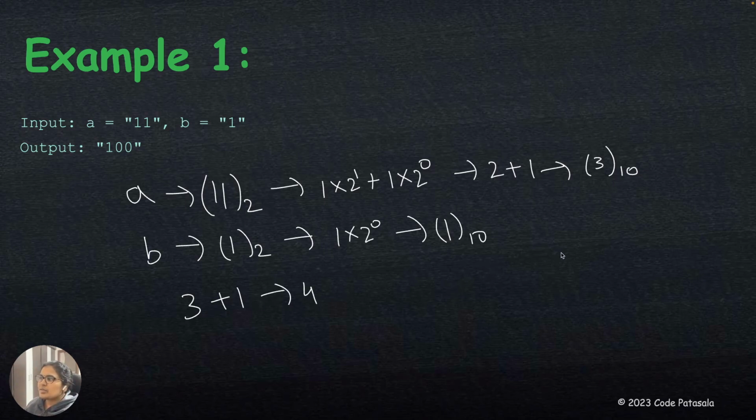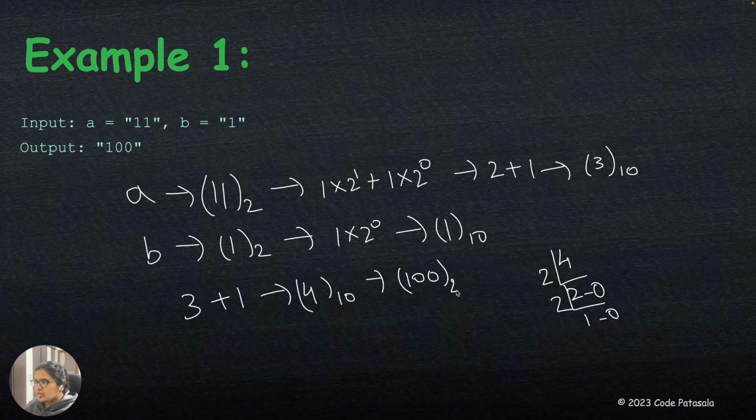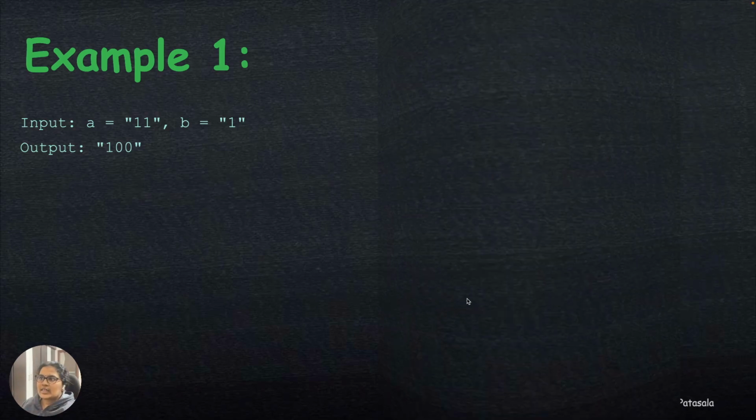4 we need to convert to binary again, which would be 4, 2 2's are 4, remainder 0, 2 1's are 2, remainder 0. So 4, which is in decimal notation, is 100 in binary notation, which is our answer. Let's look at another example.